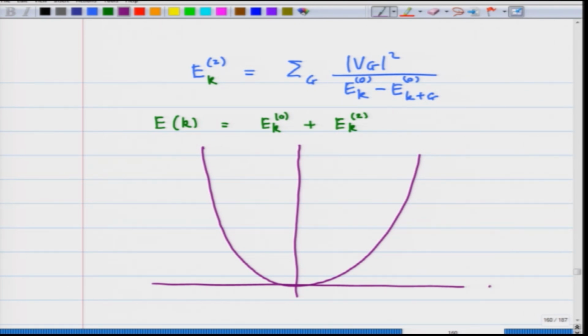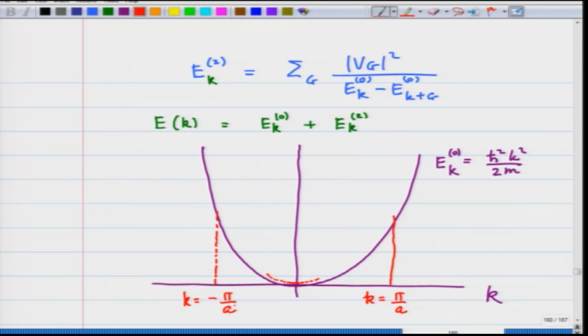with respect to k, E k 0 is parabolic, and when I add the second order energy to it, it will have some value near k equals 0 and around it, but the main point is that when I come to k equals pi by a or k equals minus pi by a, what happens then?